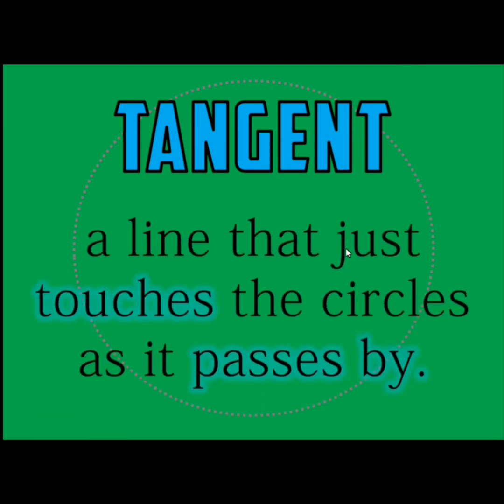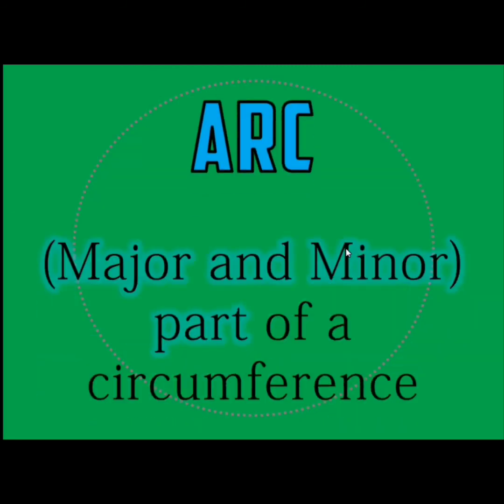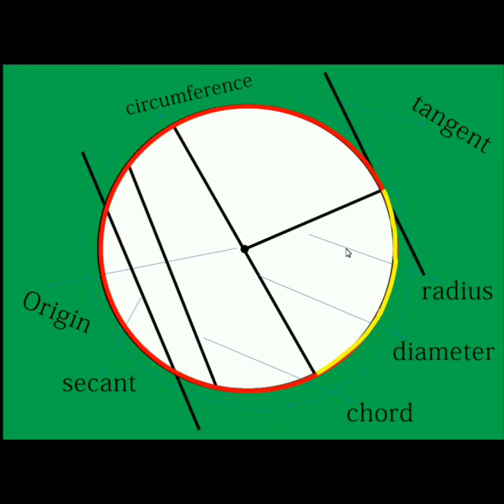Tangent, a line that just touches the circle as it passes by. This is the tangent and we have the point of tangency. Arc, we have major and minor arc, a part of a circumference. So the yellow part is the minor arc and the red one is the major arc.